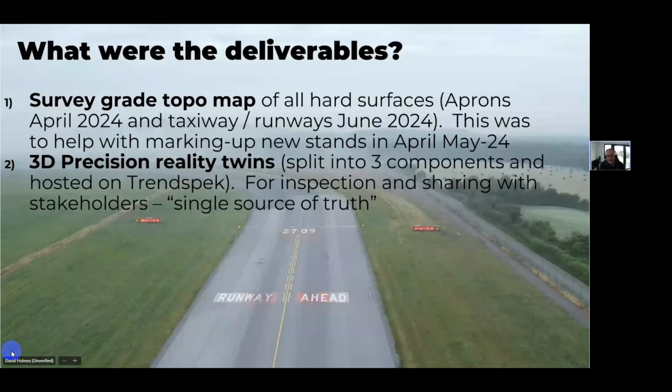Their use case was that they didn't have a topo of it, but it was also to help with repainting the stands where they park the aircraft. But they also wanted, and we were able to give them, a high precision 3D reality twin. It's like a 3D model of the airport that exists on the cloud that would be their single source of truth that they could go to when talking to contractors about progress of works.